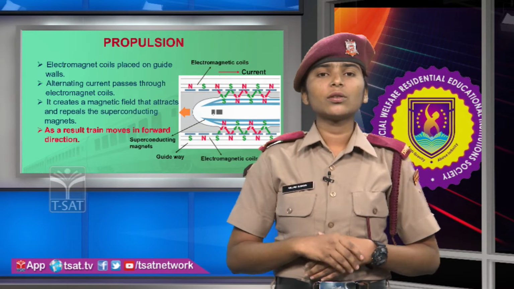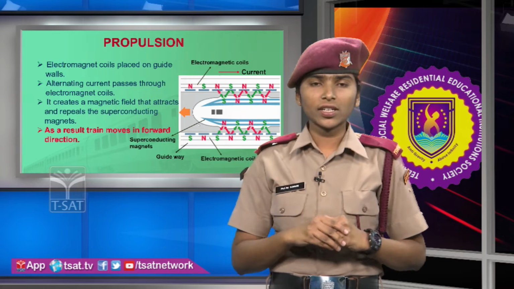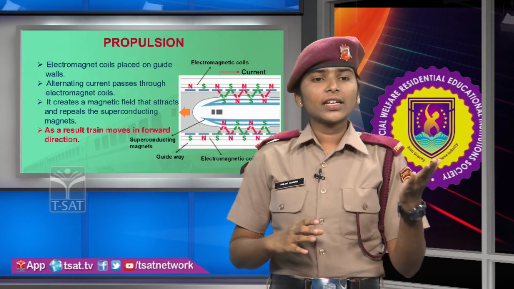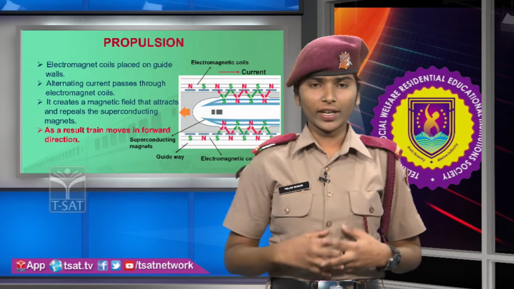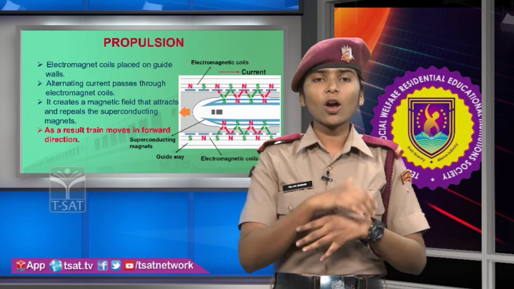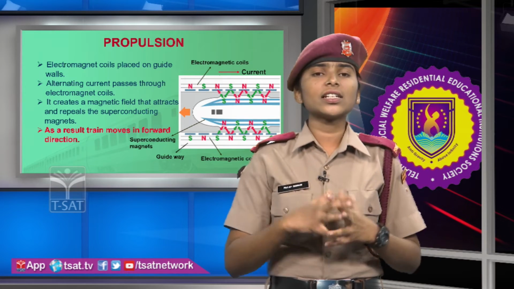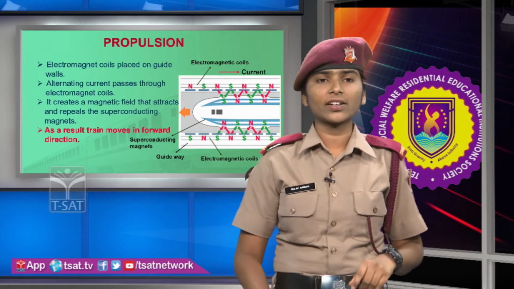Propulsion is nothing but moving the train in a forward direction. As a result, the train moves in the forward direction. This is all about propulsion. Next, let us learn the third main function, that is lateral guidance.